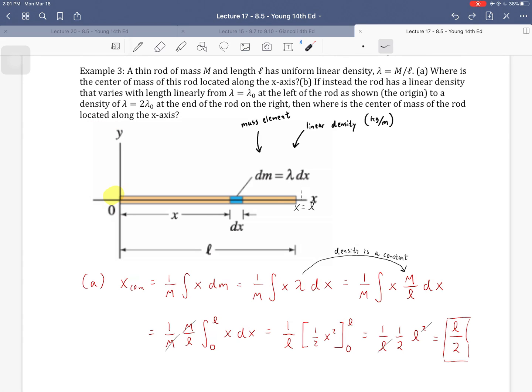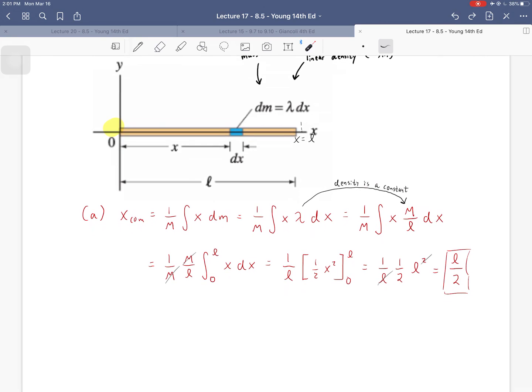Well, we should certainly expect that when we had a uniform density, the center of mass was right in the middle. Now that it's getting denser, the new center of mass should be closer to the denser end, right? Because right here it's much denser. Okay, so let's look at how we would do that.